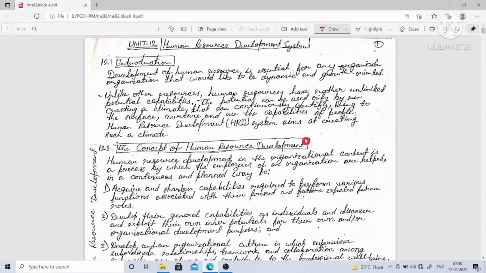Human resource development system aims at creating such a climate. That climate consists of creating a climate that can continuously identify, bring to the surface, nurture and use the capabilities of people. So bringing out the capabilities of people, nurturing them, and bringing those capabilities to the surface. The process of creating such a climate is the human resource development system.